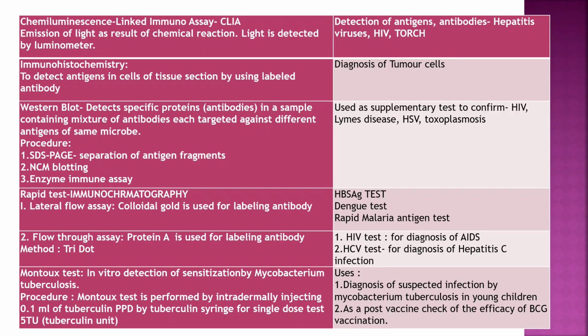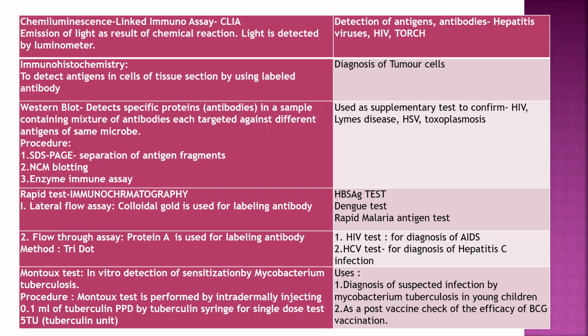Immunohistochemistry to detect antigen in cells of tissue section by using labeled antibody. Diagnosis of tumor cells. Western blot detects specific proteins or antibodies in a sample containing a mixture of antibodies targeted against different antigens of the same microbe. Procedure: first SDS-PAGE separation of antigen fragments, then nitrocellulose membrane blotting, and third is the enzyme immunoassay. Used as a supplementary test to confirm HIV, Lyme disease, HSV, and toxoplasma.